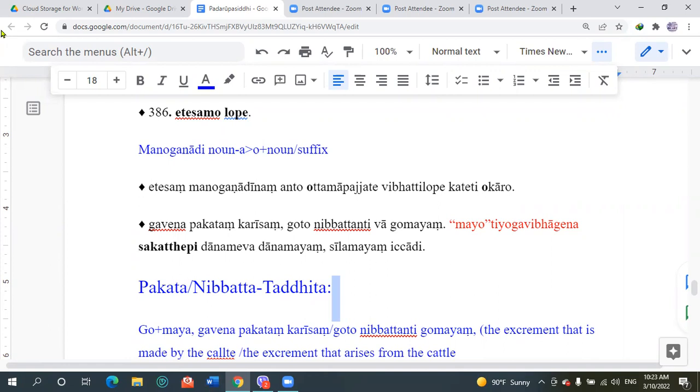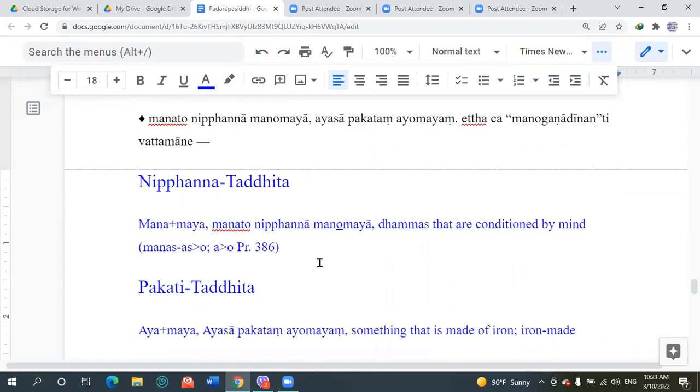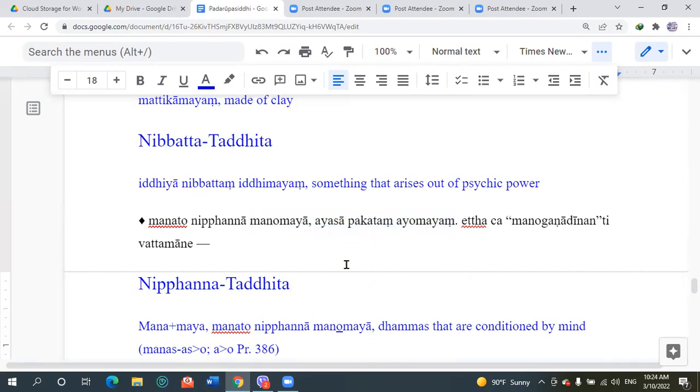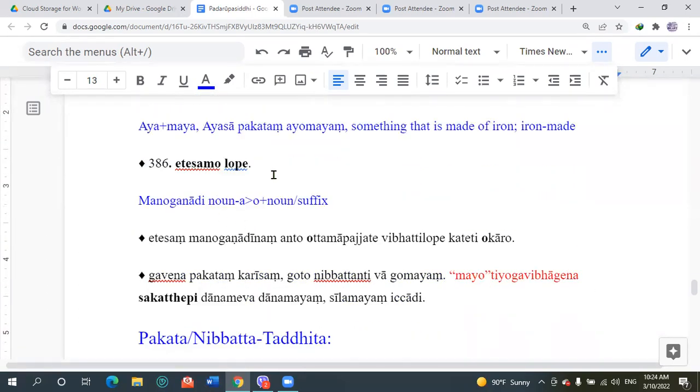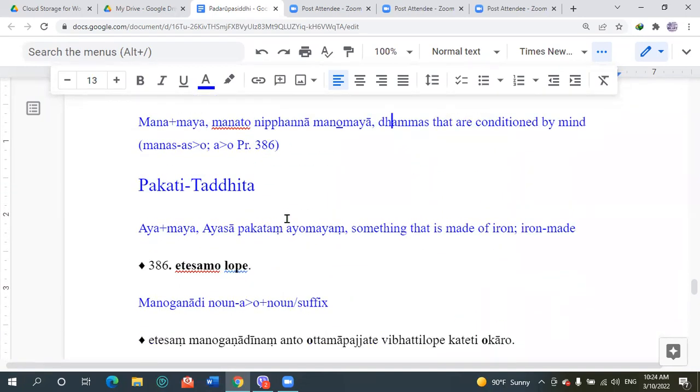You see? Well, in the sentence above that sutta, we also have the formation of the words manomaya and ayomaya and so on. So does that mean this sutta is to explain the formation of those two words, because those two words are in the Manogaṇādi group? Yes. So why does he not mention these two examples under this sutta?